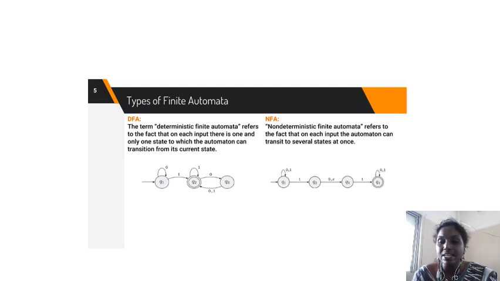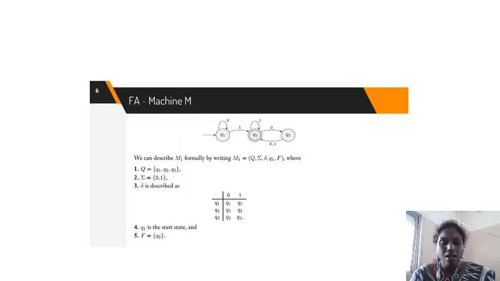Non-deterministic finite automata goes to several states at once. What is non-deterministic automata? It goes to several states at once. But in the DFA, one input goes to only the particular state. One input goes to only one state. That is called a deterministic finite automata. So finite automata have a machine. For example, you have Q1, Q2, Q3. There are 3 states. If you give 0 at Q1, it goes to Q1. If you give 1, it goes to Q2.